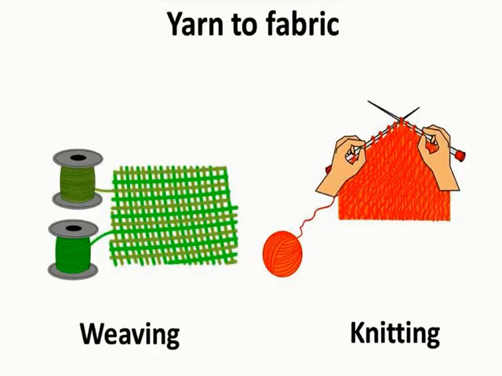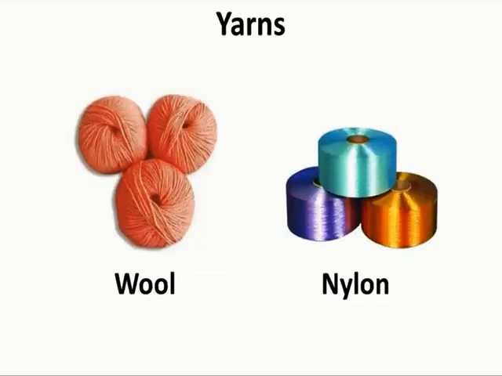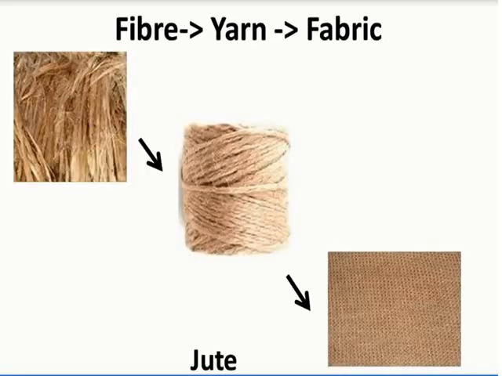In a nutshell, fabric is generally obtained from weaving or knitting of yarn. Yarn is a continuous thread of natural or synthetic fibers such as wool or nylon. Or we can say it the other way around. Fibers are thin strands of natural or synthetic material. Multiple fibers are twisted together to form a continuous strand of thread called yarn. And lastly, by weaving or knitting yarn, we get different fabrics.